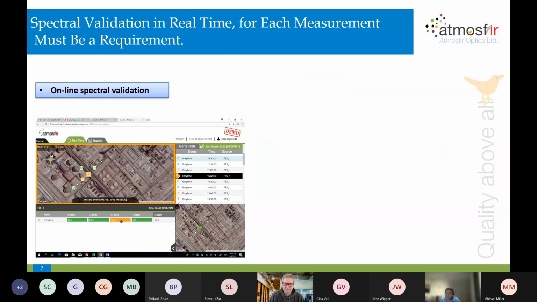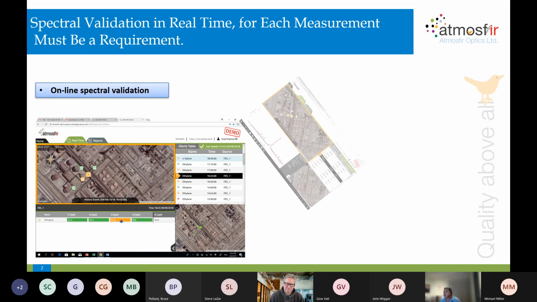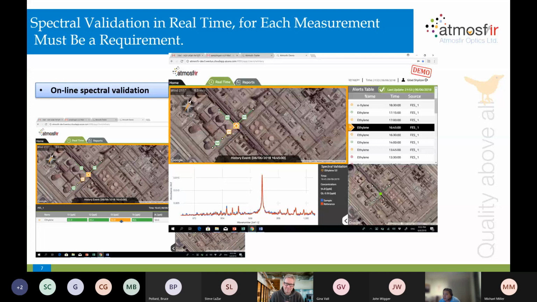That leads to, I think, one of the best features of the Defense Line system: we don't just report numbers. For every number we report, you can click on the number and get the spectral validation, so you know it's not a false positive or a false negative. What we see in red is the reference spectra from NIST or PNNL. In this particular example it is ethylene, and in blue is what we measured in the field, and now we can be absolutely certain that this is the compound and not a false positive.